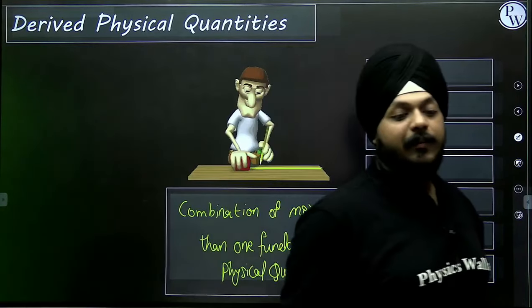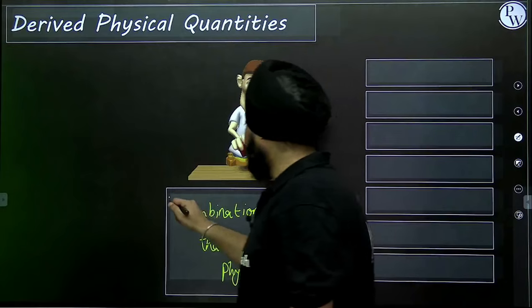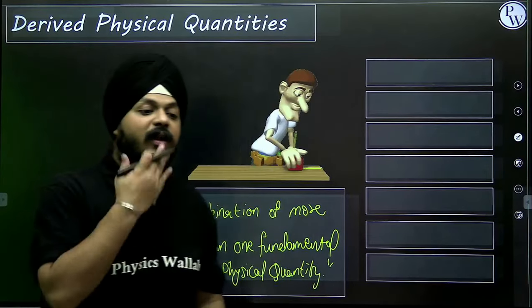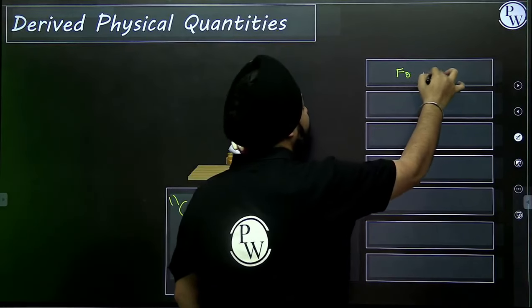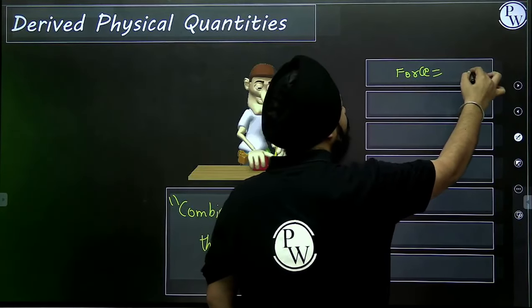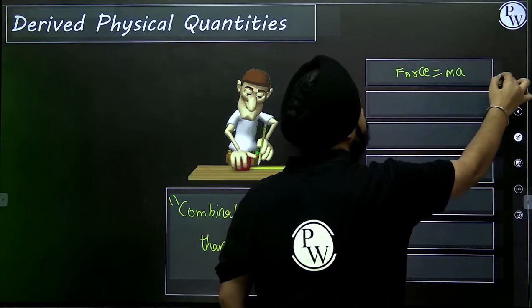Combination of more than one fundamental physical quantity, right? And here it is defined as derived. Now, what are the examples of derived? Force, right? Why? It is mass into acceleration, and obviously mass into distance by time square.